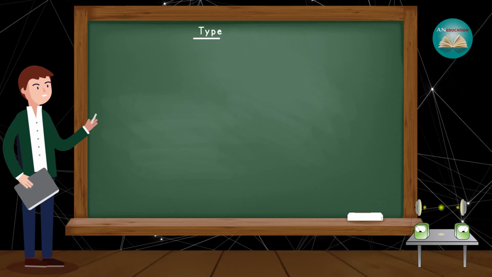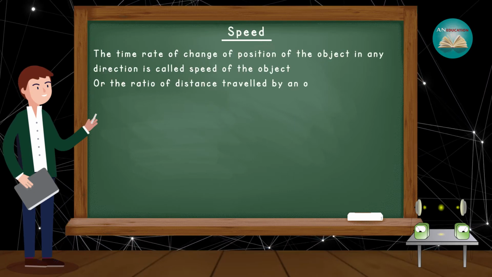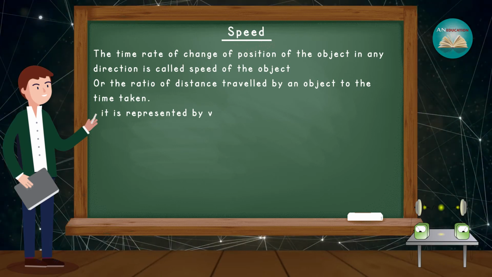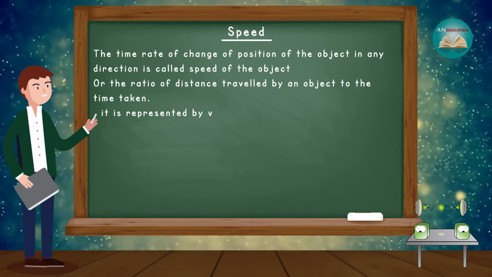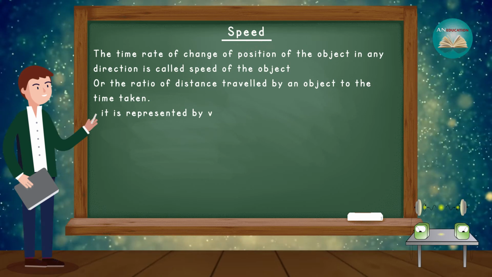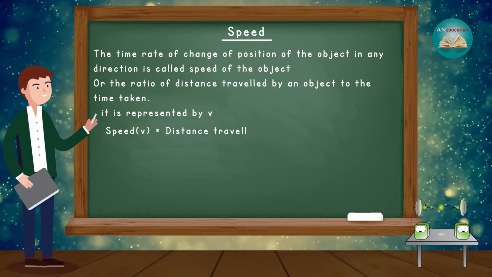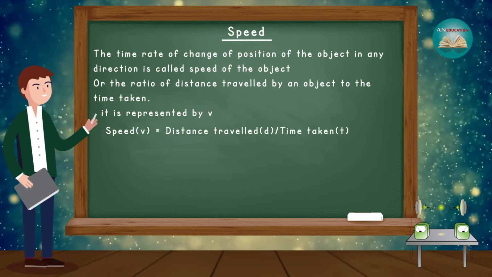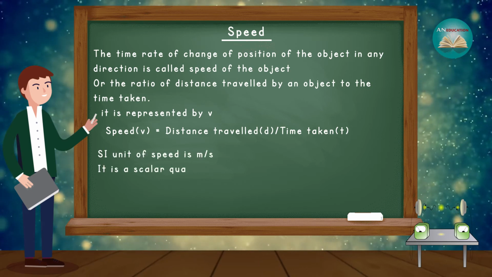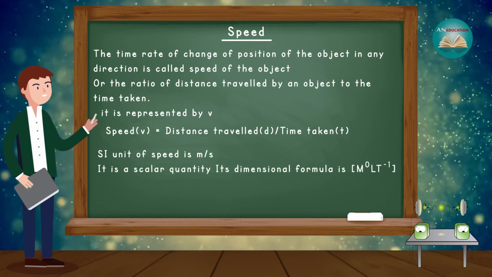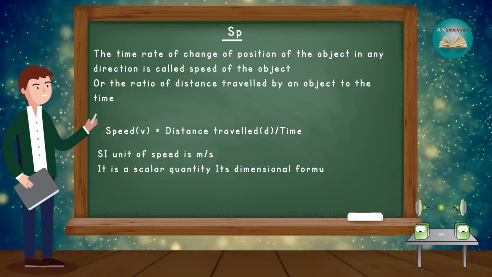After that, let's discuss speed. The time rate of change of position of an object in any direction is called the speed of the object, or the ratio of distance traveled by an object to the time taken is called speed. It is represented by small v, and the formula of speed is equal to distance traveled, small d, upon time taken, small t. The SI unit of speed is meter per second. It is a scalar quantity. Its dimensional formula is LT minus 1.